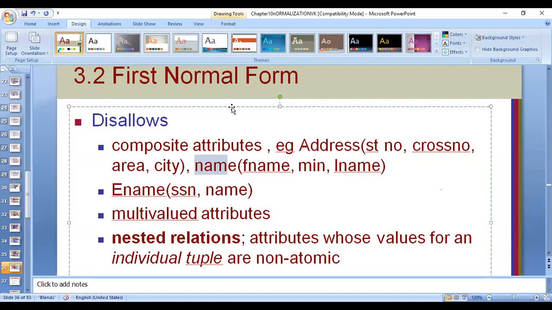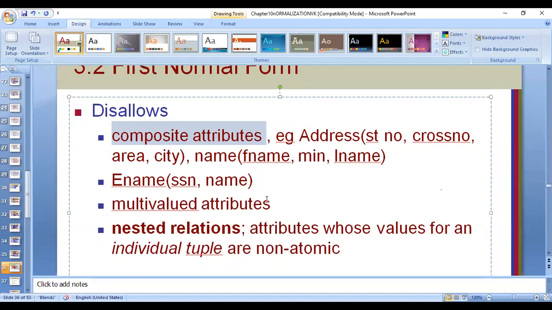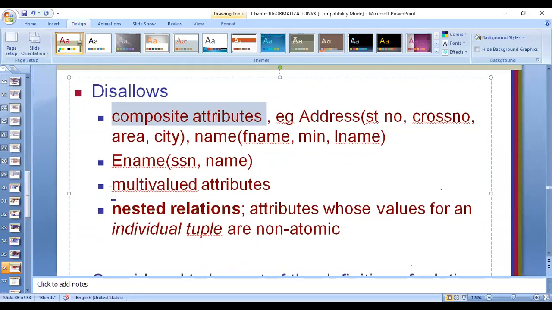What does the first normal form rule say? That in my table I should not have a composite attribute. Then what is the solution? That we'll see later. But right now let us understand that first normal form does not allow composite attributes in a relation.